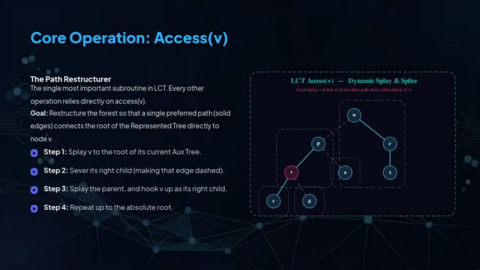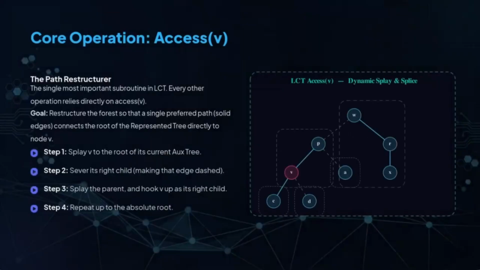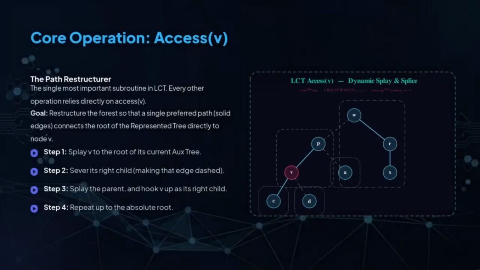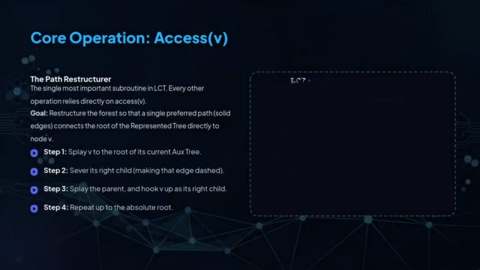Step 1, we splay v to the root of its current auxiliary tree. Step 2, we sever its right child, making that edge dashed. We do this because v needs to be the deepest node on our new path. Step 3, we splay the parent and hook v up as its right child. Step 4, we repeat this up to the absolute root. As the animation on the slide demonstrates, this dynamically shuffles solid and dashed edges to build an unbroken highway straight to v.